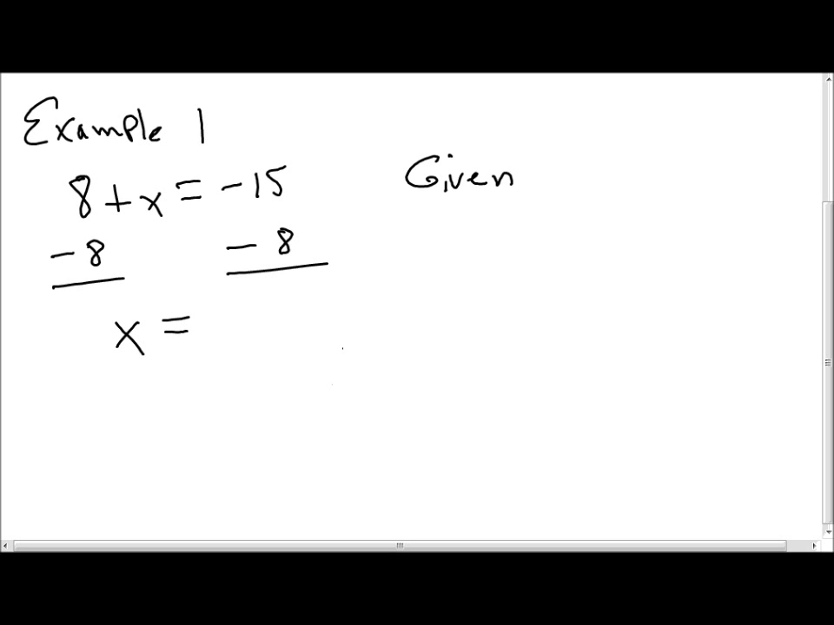So what do we do here? We add, according to the rules of integers, the absolute values. 8 plus 15 gives us 23, and the sign is negative, so negative 23. So again, the given, and then here you do the inverse of what's happening to x. It's being added, so the inverse is subtract. Once you subtract one side, you must subtract the other side to keep the equation balanced, and then here you simplify x. It is just that simple.